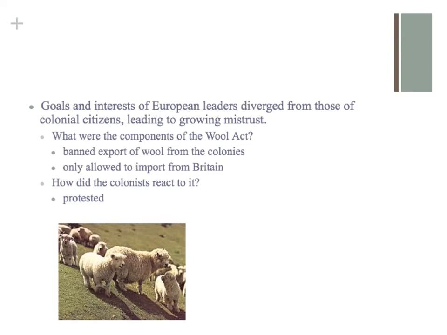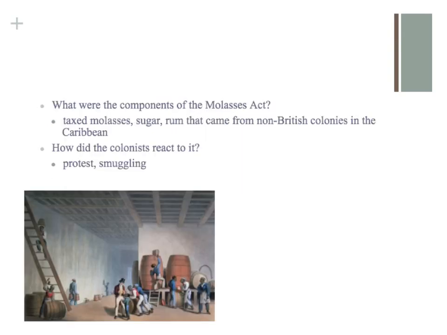And it did a couple of things. Number one, it banned the export of wool from the colonies, which means they can't sell the wool that they produce. And number two, they were only allowed to import wool from Britain. So Britain kind of gets to keep their monopoly of the wool trade over the colonies. As far as the colonial reactions to it, they protested it. They got a little rowdy about it, but nothing too big and nothing on the scale of what we're going to see on down the line.